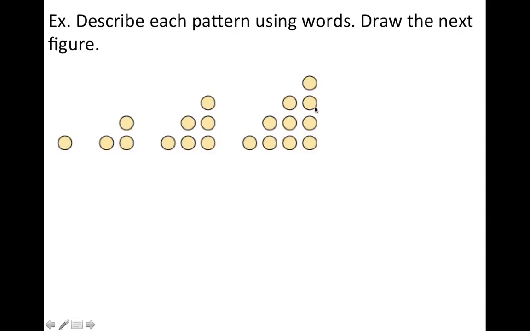This next one, we have to also describe a pattern using words. And if you notice, our first figure we have 1, and then we add a dot to the top and to the left. Then the next one we add another one and another one. Okay, so our next figure, we should have 5 dots going across here and 5 going up and down. I'm not going to draw that because it won't come out very pretty.